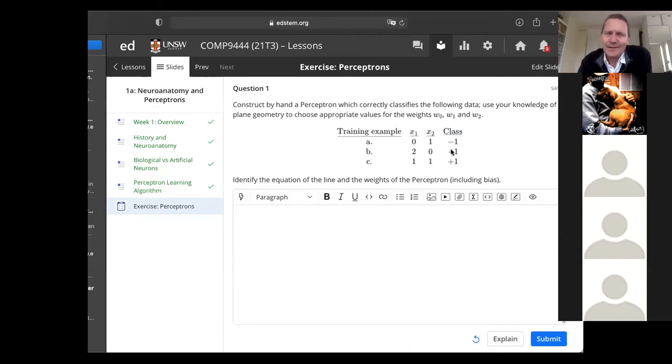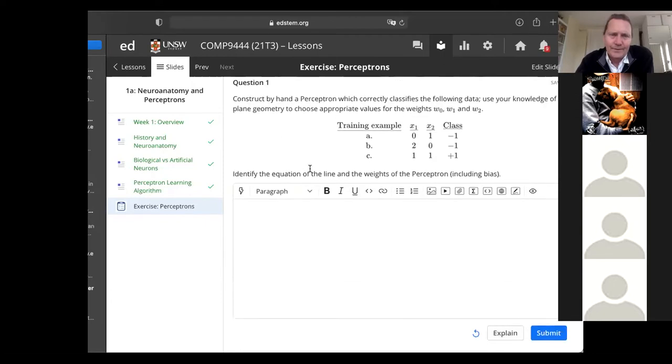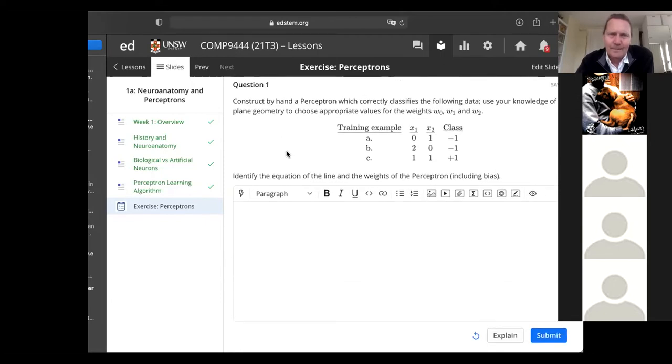So I apologize, there's a slight clash of conventions here, whether the positive and negative class is plus one and minus one or plus one and zero. But the learning algorithm happens in the same way.